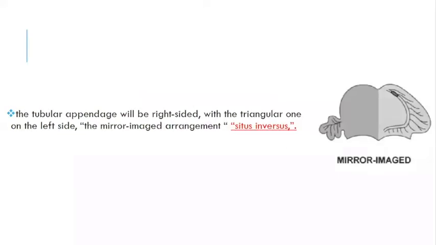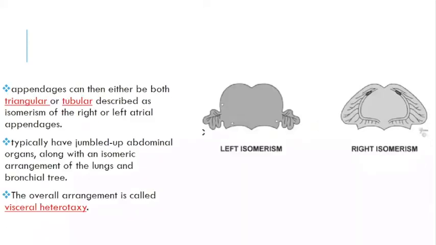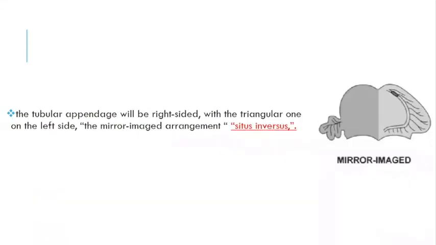Now coming to the second arrangement, which is called mirror image, when we have the left tubular appendage, the morphological left, on the right side, and the triangular appendage on the left side. This is called mirror image or situs inversus. Situs inversus, sorry.